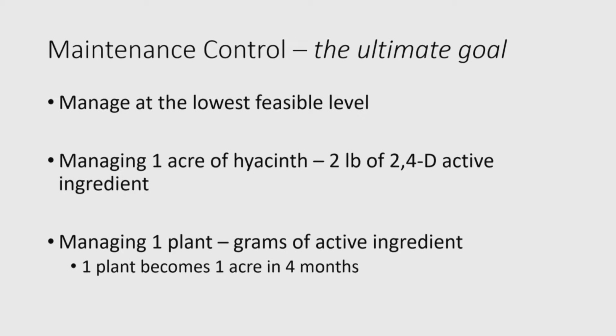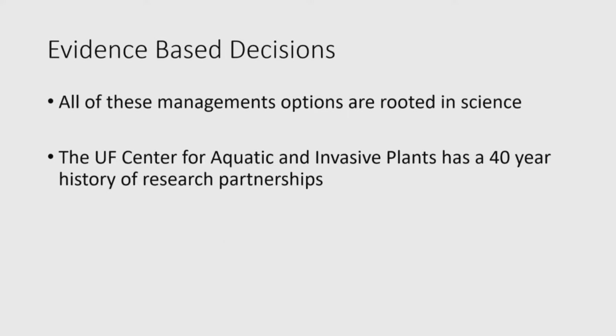So we commonly use chemical means. Our idea here is to use chemicals at the least amount possible. If you have an acre of water hyacinth, it requires 2 pounds of active ingredient to manage it. But if you control one plant, it will never become an acre, and now all of a sudden you have a few grams of herbicide to deal with.